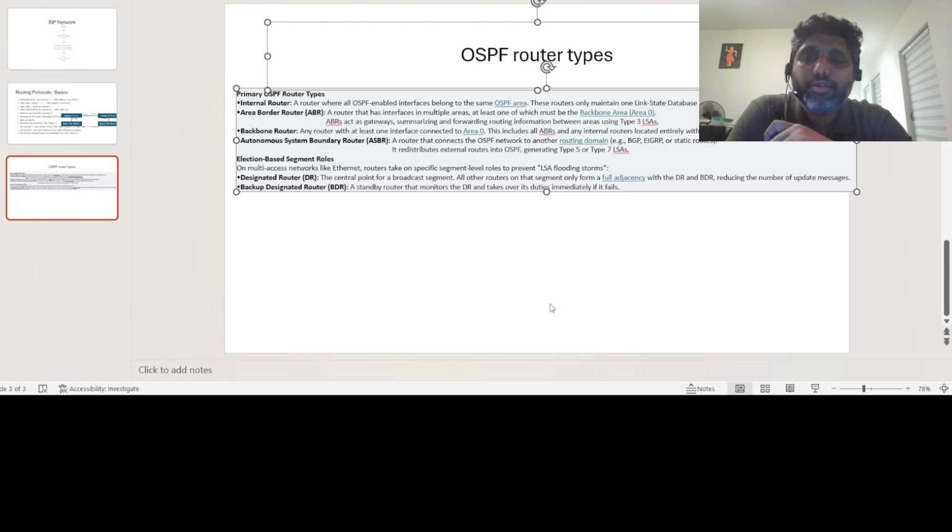Autonomous system boundary router is the router that interfaces the OSPF domain to other protocol domains like BGP, EIGRP and static routes. So then election. Instead of flooding the routes or LSAs to all the routers, one router will be chosen as a designated router through which LSAs will be published. So it will have the state of the routes in a particular area. The designated router will be chosen through which all the routes will be distributed.